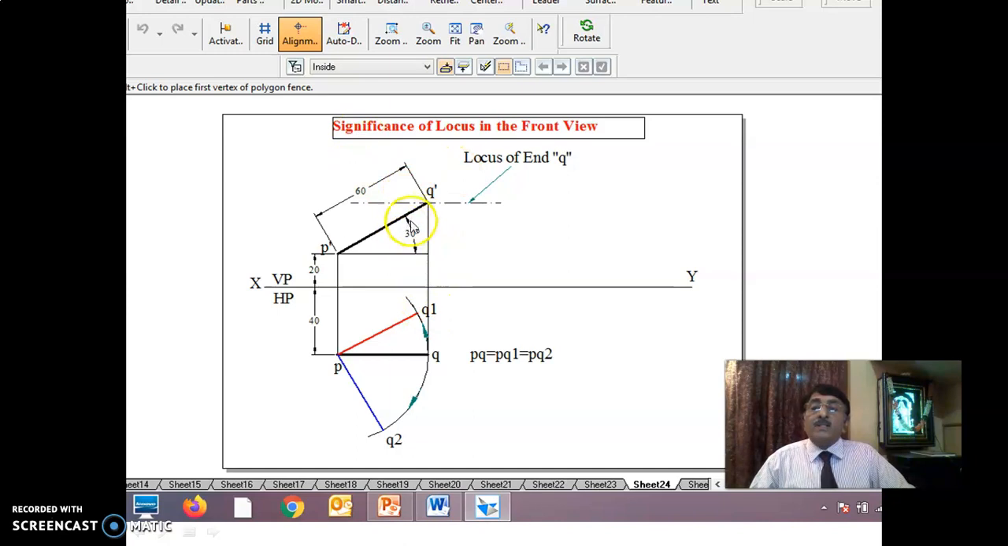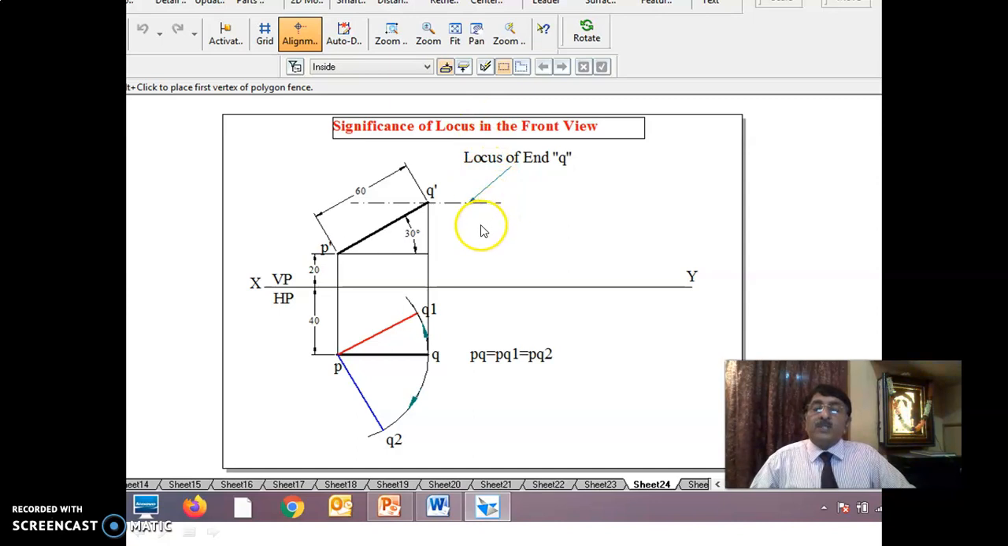That means as long as inclination to HP remains constant, whatever may be the inclination with respect to VP, the end Q will be lying on the locus only. That means random position Q1 or Q2 or Q3 or Q4, whatever it is, the end Q will be lying on the locus. That is the significance of the locus.